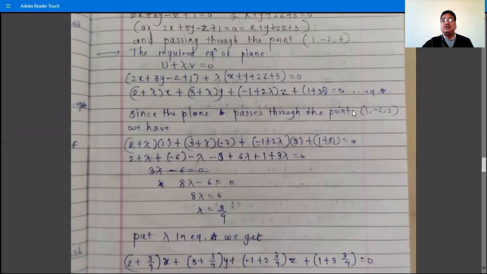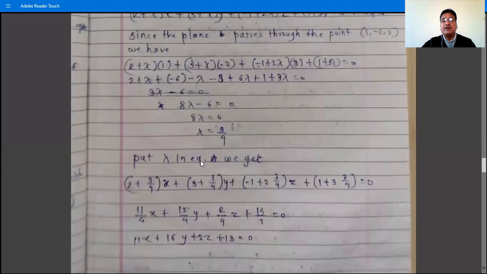It means this point satisfies this equation. That is, substitute x, y, z as 1, -2, 3. What do we have? We have (2 plus lambda) into 1, plus (3 plus lambda) into -2 as the value of y, and (-1 plus 2 lambda) as the value of z is 3, plus 1 plus 3 lambda is equal to 0. So simplify, and we have the value of lambda as 3 by 4.